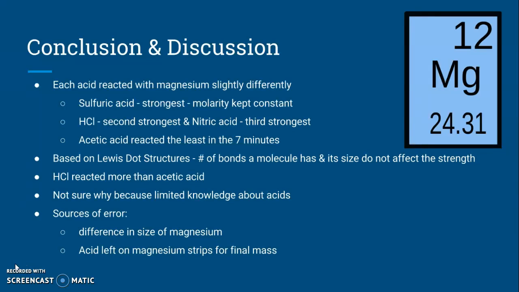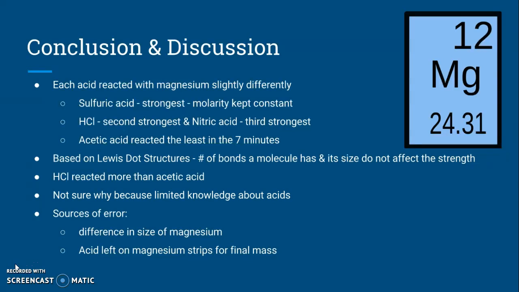However, based on Lewis dot structures of each of the acids, we can conclude that the number of bonds a molecule has and its size does not affect the strength of the acid. For example, the hydrochloric acid reacted much more than the acetic acid, despite having only one bond and an overall smaller molecule. We were unable to conclude why each acid was as strong as it was, or how the structure of each acid's molecules affected its strength.